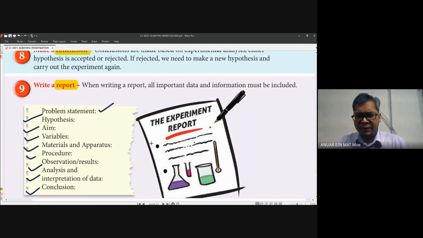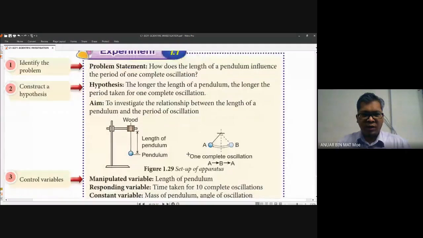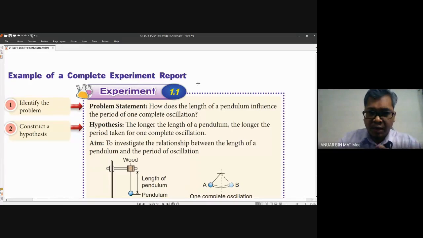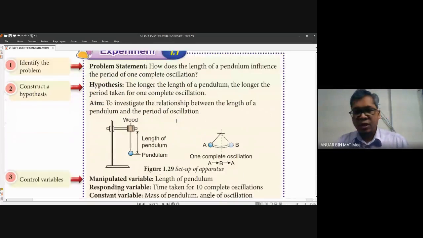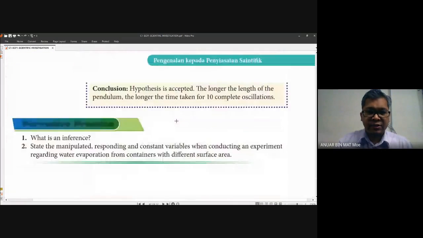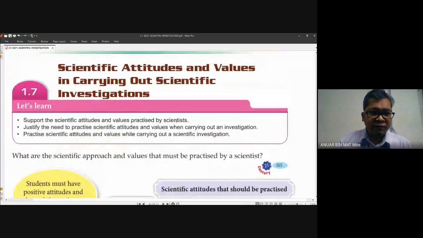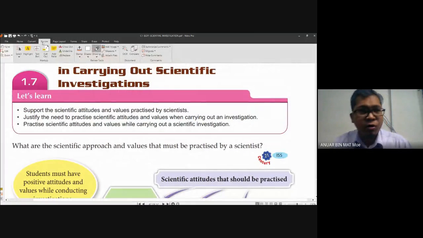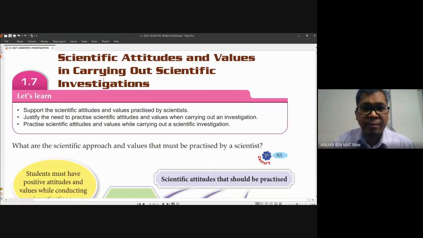Okay, for example, this one, page 36. Yes, 36. Yes, this experiment we'll try to do in the school, when you come to the school, right? Okay, last one. This is just 1.7 scientific attitude, because now it's getting near to 10 a.m.